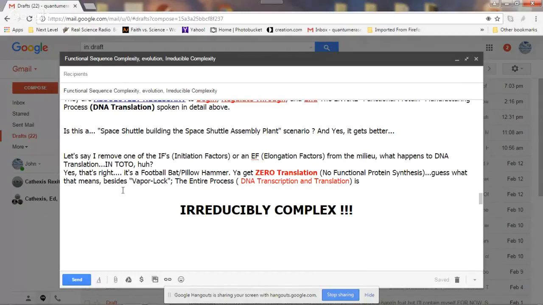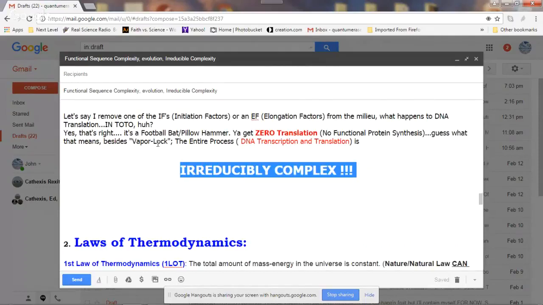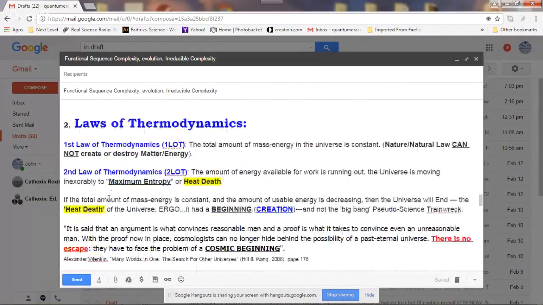Let's say I remove one of the initiation factors, or the elongation factors from the milieu. What happens to DNA translation in total? That's right, it's a football bat. It's a pillow hammer. You get zero translation, no functional protein synthesis. And guess what that means besides vapor lock? The entire process, DNA transcription and translation, is what? Irreducibly complex. Elvis just left the building on that one.